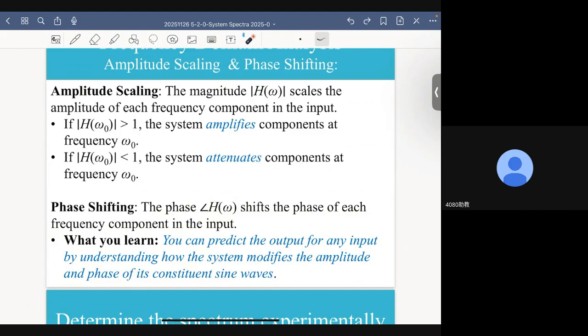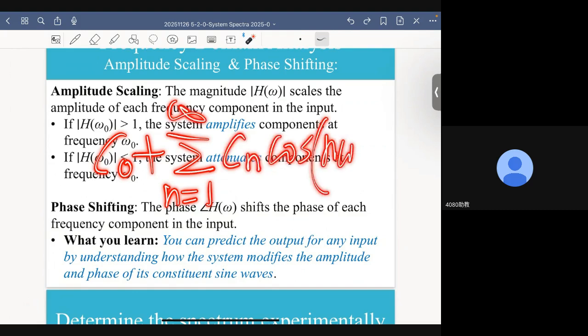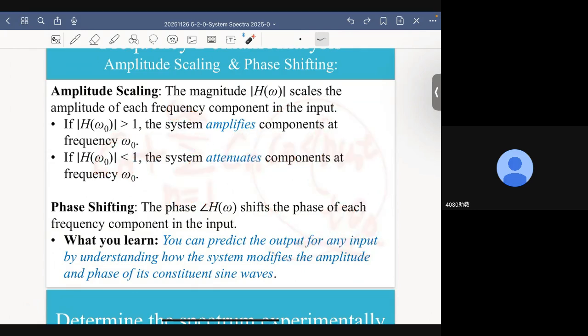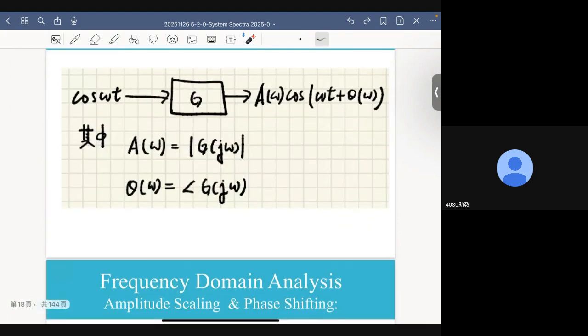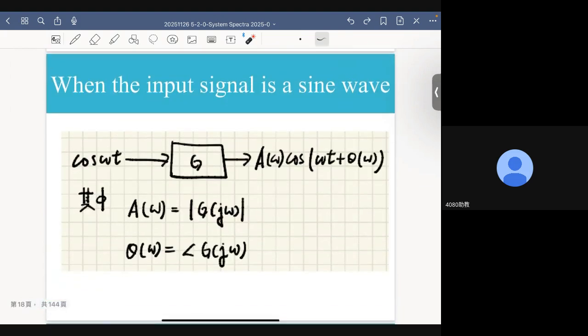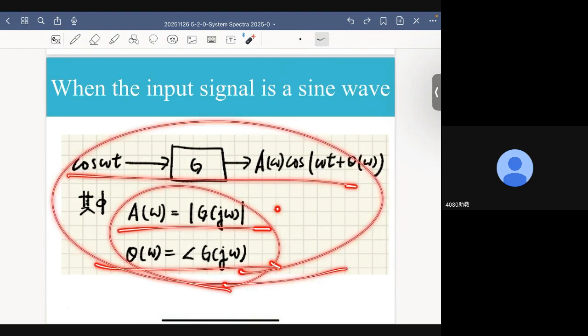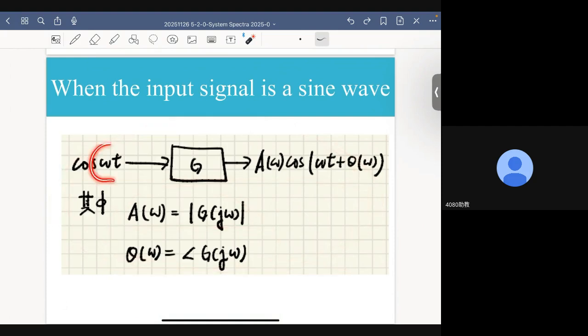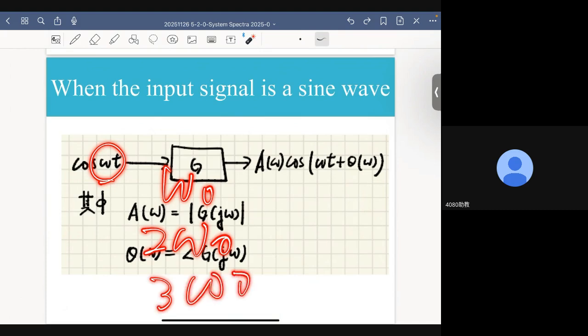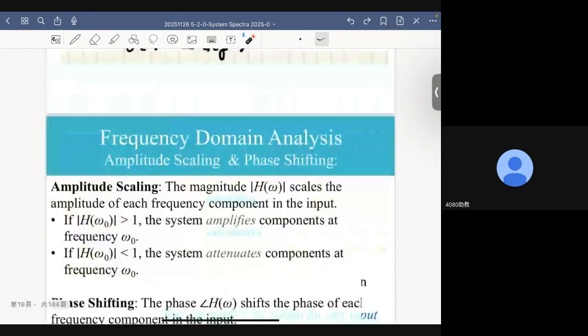Remember that every periodic signal can be represented by its Fourier series representation, okay? And each of the input components can be revised based on this result, okay? This result is good for any omega. It's good for omega 0, it's good for 2 omega 0, it's good for 3 omega 0. Any integer multiple of the fundamental frequency, all right?